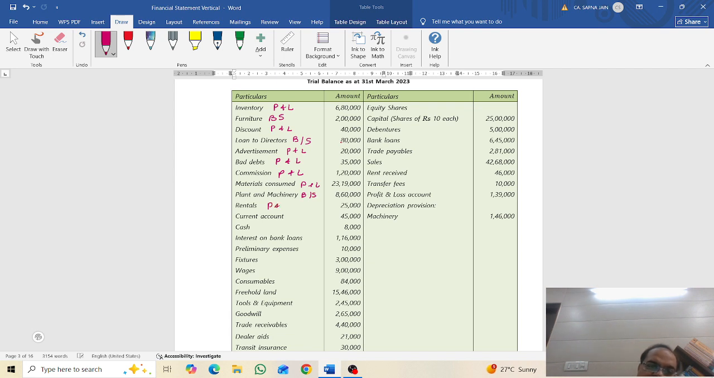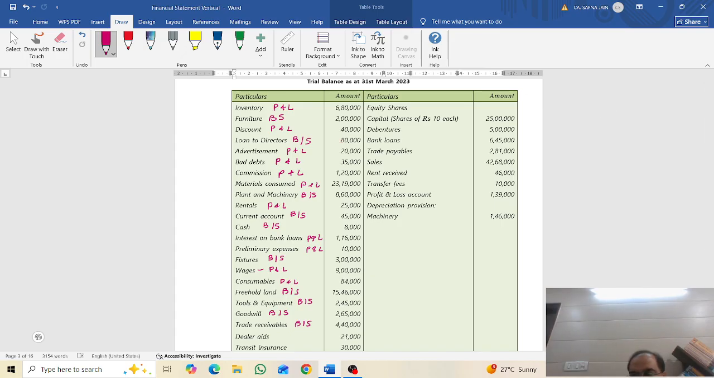Rental is profit and loss account. Current account, balance sheet. Cash, balance sheet. Interest on loan, profit and loss account. Preliminary expenditure, profit and loss account. Furniture, assets, balance sheet. Basis, expenses, profit and loss account. Consumable, profit and loss account. Freehold land, assets, balance sheet. Tools and equipment, assets, balance sheet. Goodwill, assets, balance sheet. Trade receivable, assets, balance sheet.